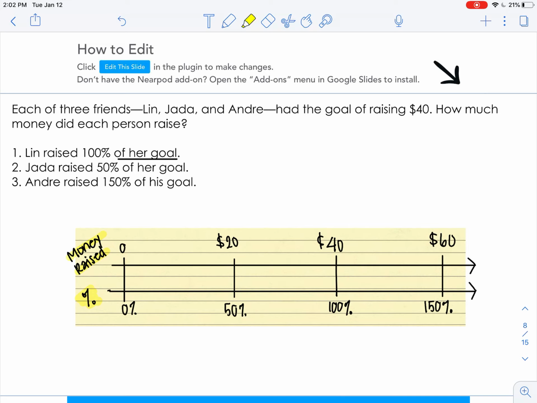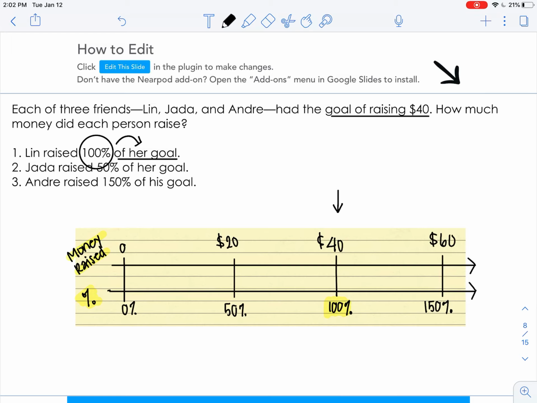So we see that there's 2 lines in our double number line. We've got the amount of money raised and the percent. The best place to start on a double number line is always with 100%, and it tells you what the whole is that you're working with. In this case, we know we're looking for the percentage of her goal, which means 100% is her goal, and the goal was $40. So that's how we ended up with $40, 100%.